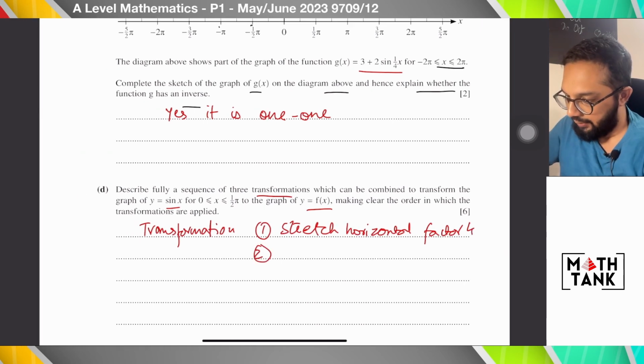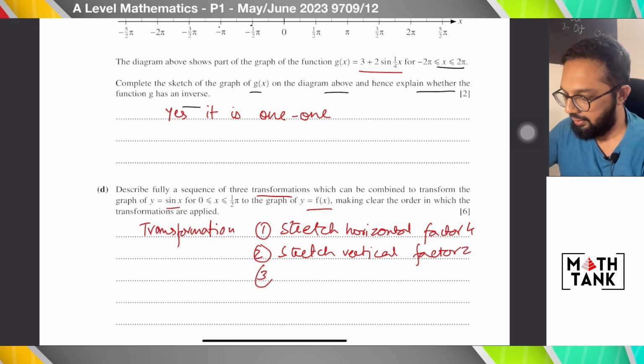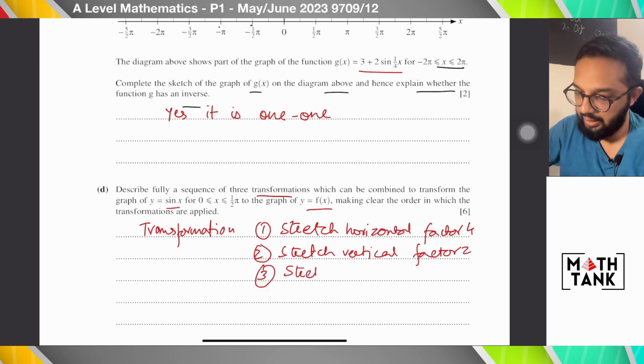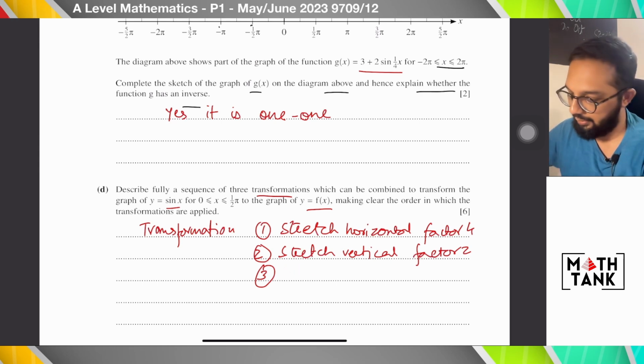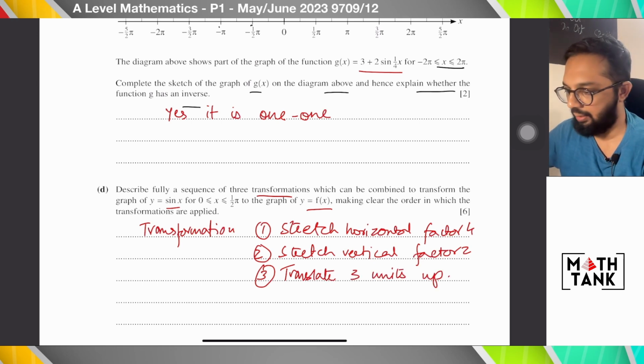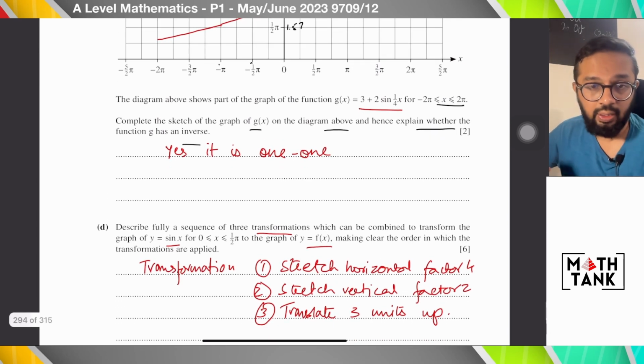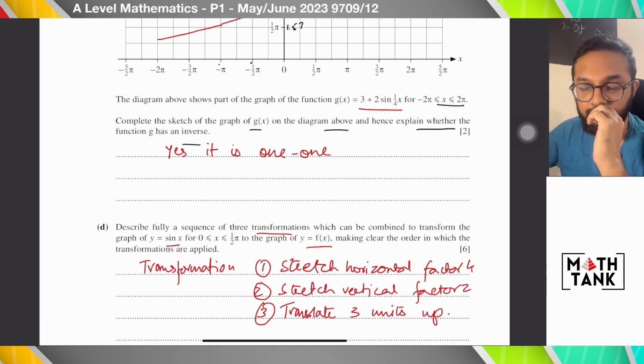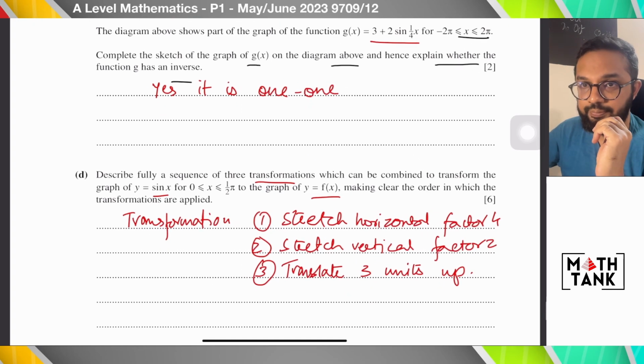Followed by a stretch, vertical, factor 2. Then translate 3 units up, or with vector (0, 3). Okay, those are the answers. It's a good 6 marks, because every transformation has to be named properly and also described properly.